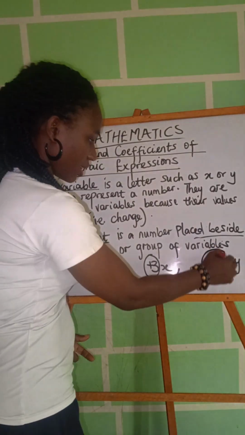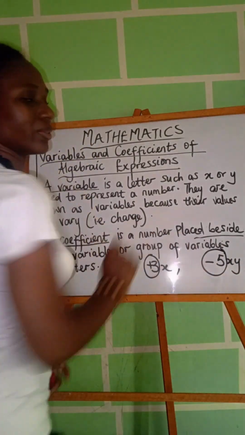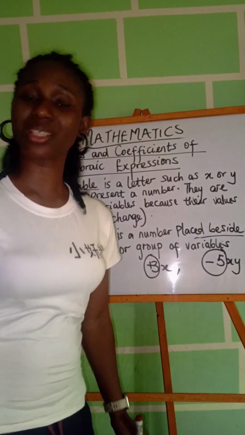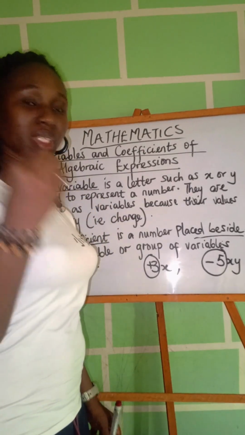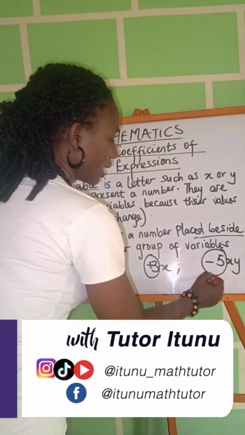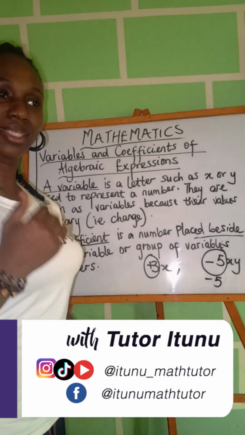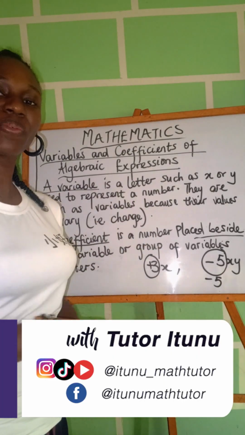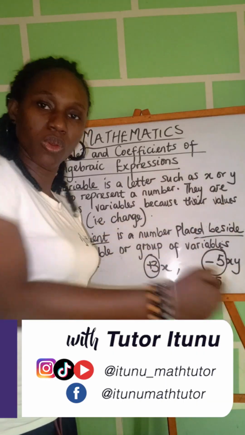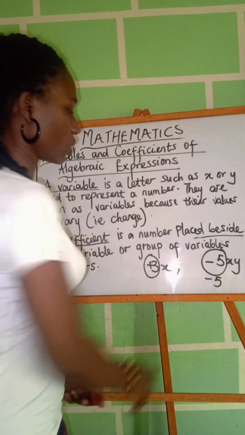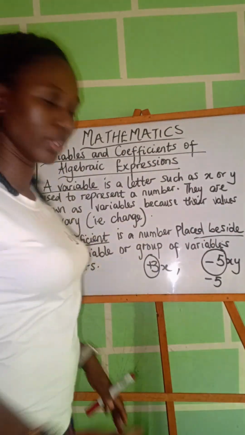Usually when you have a negative in mathematics, you do not discard it. It's very important when you have a negative. That means the coefficient here is minus 5. If you notice, it's placed beside, and I said earlier that usually the coefficients are written before the variables are written. So that is the number beside the variable.